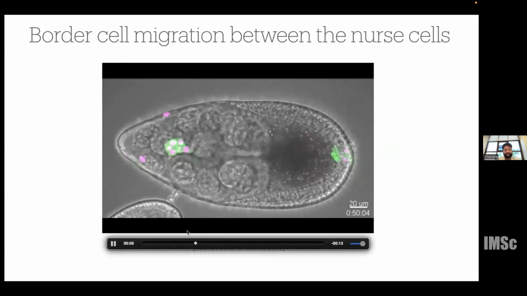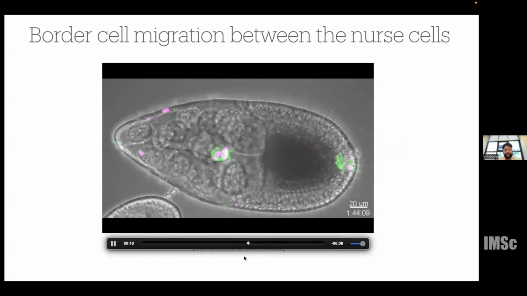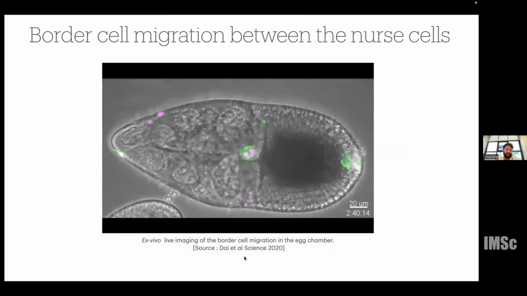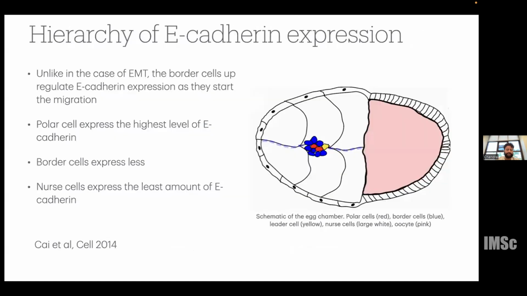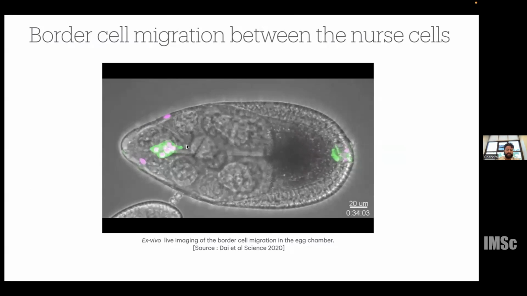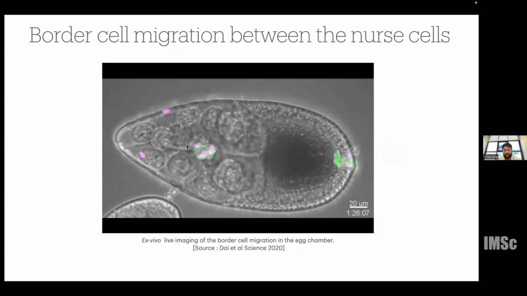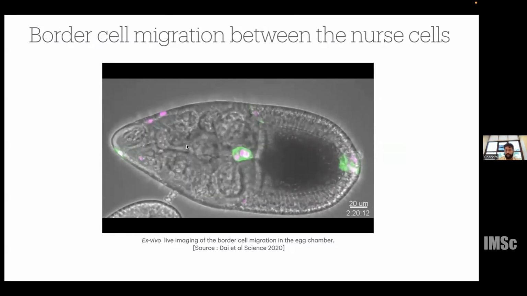So this is from the previous group I mentioned who have imaged this. They have put green fluorescent protein in the border cells, so you don't get to see polar cells, but you only get to see the border cells moving. You can see that they start from the anterior to the posterior tip, and you can see that they go between the nerve cells and reach there. At least that is the case when things have worked out.